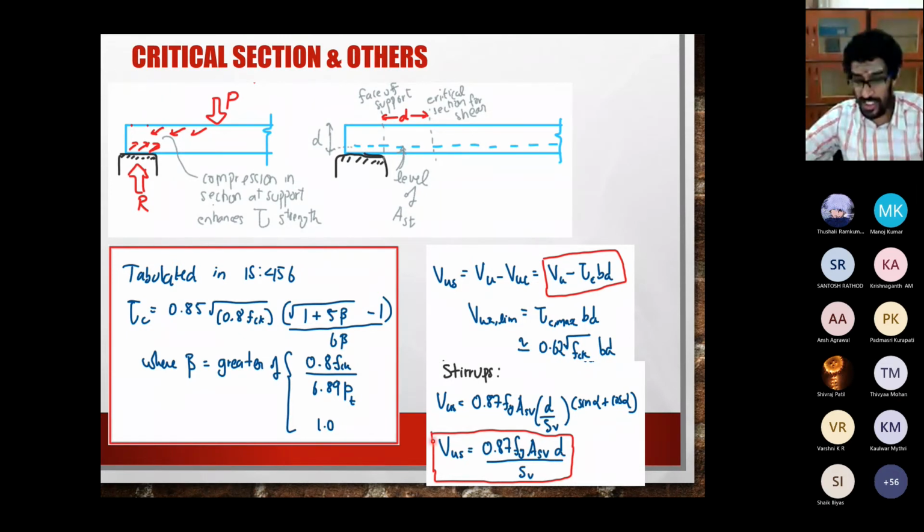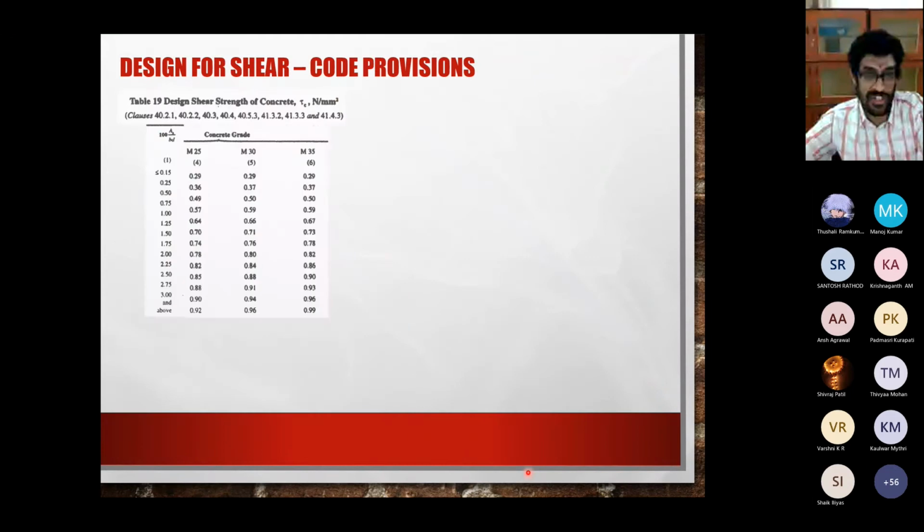How many unknowns are there in this equation? Given that VUS, Fy and D are known, how many things do you not know? You do not know 2 things. Since there are 2 things which are not known, there's no other way. You just have to assume one thing and find the other. The most common thing to do is assume the area of a single stirrup and then decide how much they should be spaced. That is the most common way of doing it.